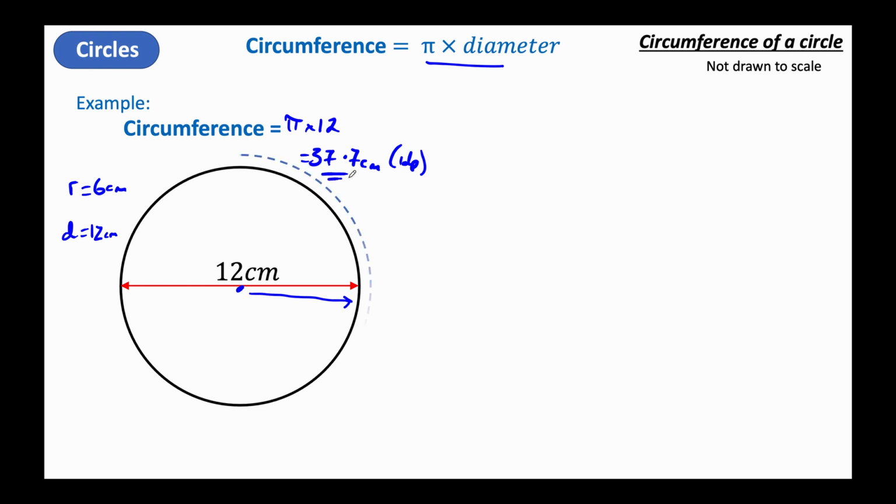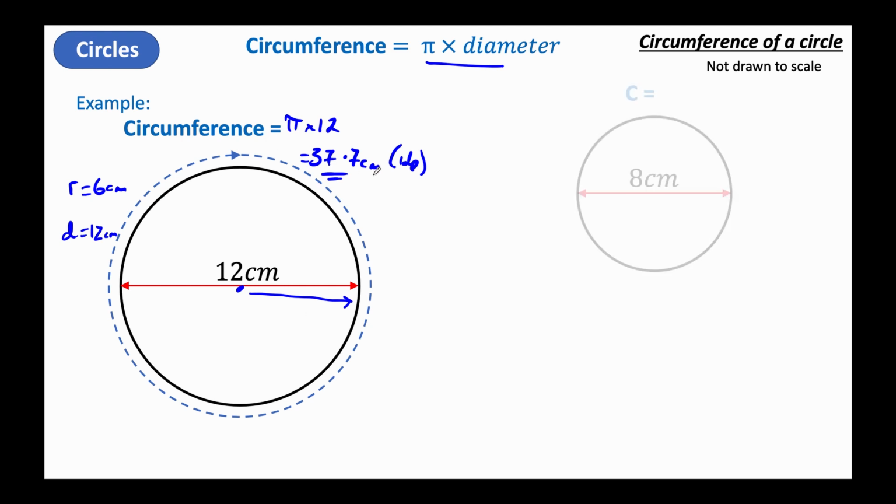Right, let's try another couple. I had a little animation to show you all the way around. So the distance all the way around the circle is 37.7 centimeters to 1 decimal place.